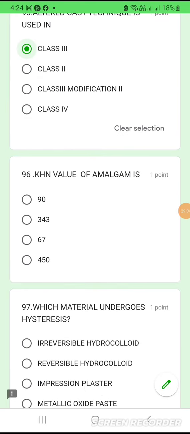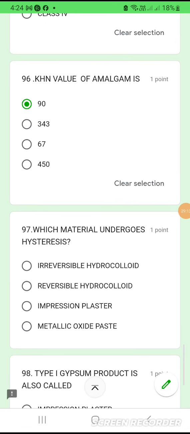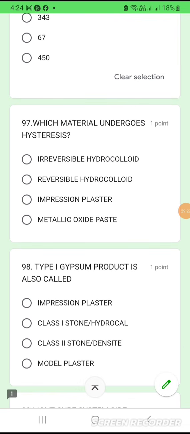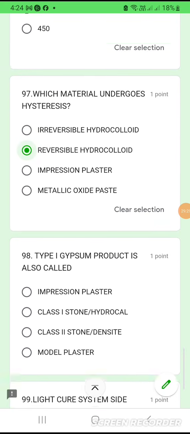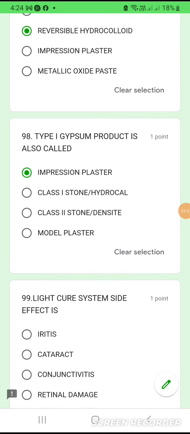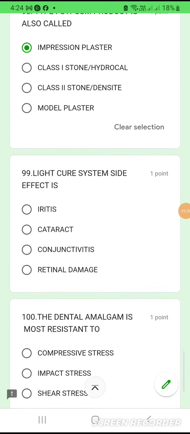KHN value of amalgam is how much? 90, 343, 67, 450. KHN value of amalgam is 90. Okay, 90. Which material undergoes hysteresis? Irreversible hydrocolloid, reversible hydrocolloid, impression plaster, or a metallic oxide paste? Okay, so the material which undergoes hysteresis is a reversible hydrocolloid. Okay, reversible hydrocolloid. Type 1 gypsum product is also called impression plaster. Okay, type 1 gypsum product is impression plaster.